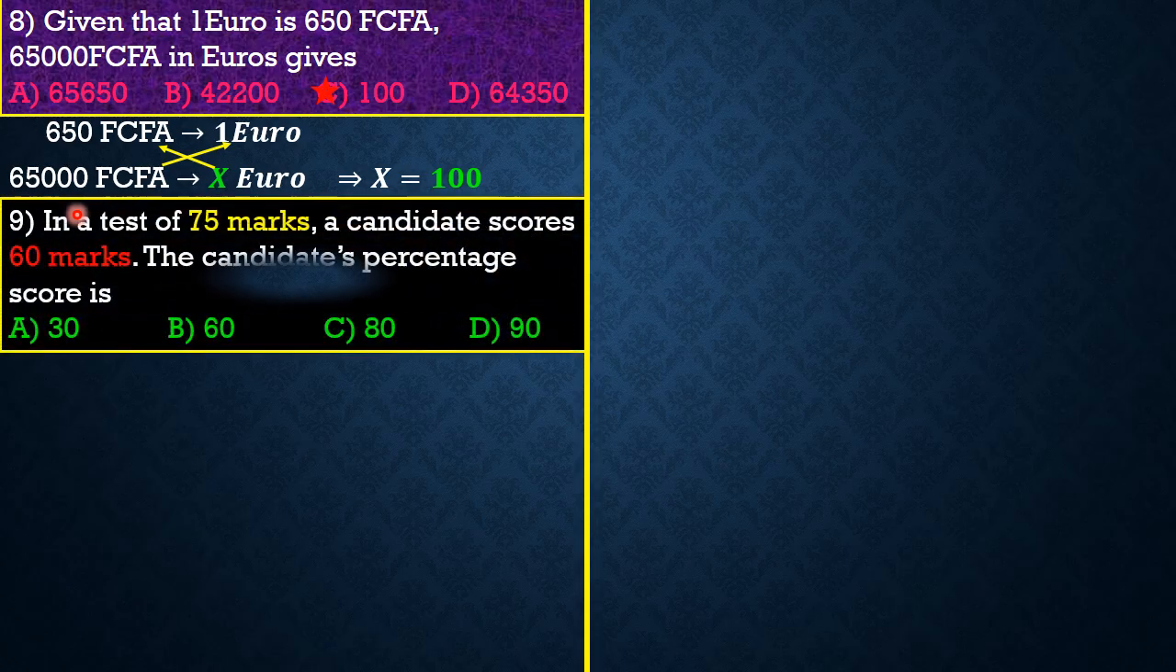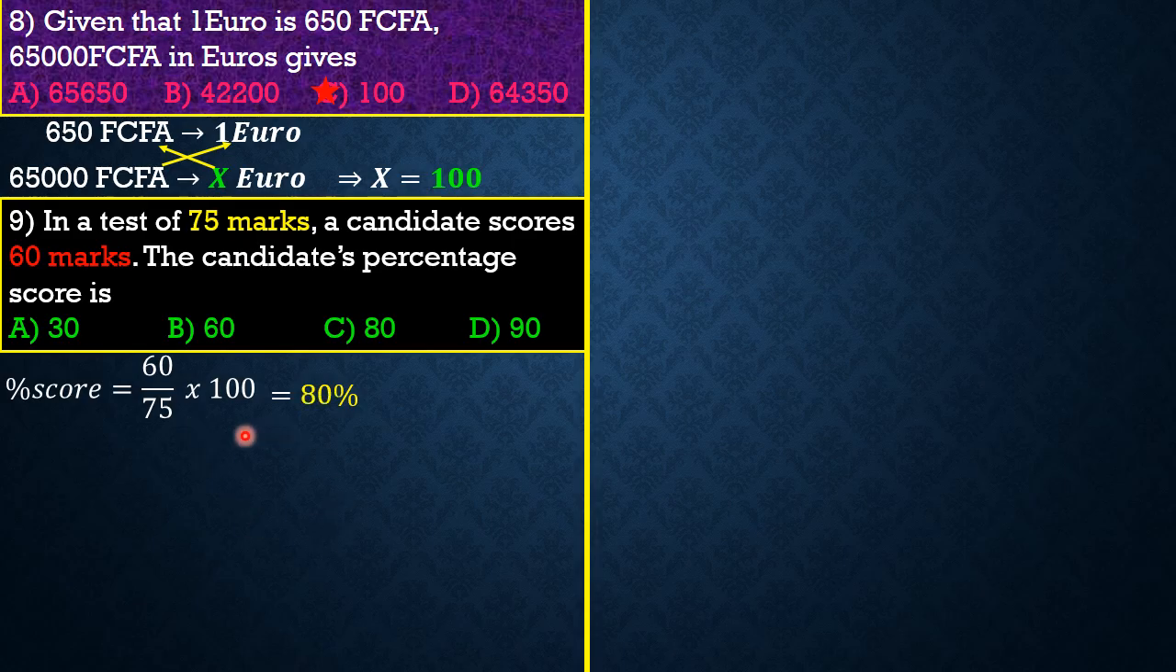Question 9, friends, reads that in a test of 75 marks, a candidate scores 60 marks. The candidate's percentage score is, these are the various options. It is very easy to handle this question since we have the marks scored by the candidate and the maximum number of marks that the candidate can score. To get a percentage score, we simply take the marks scored by the candidate, that is 60, over the allocated mark, that is 75, multiplied by 100. If we do that, we have an answer of 80%. So option C is the best option for this question.